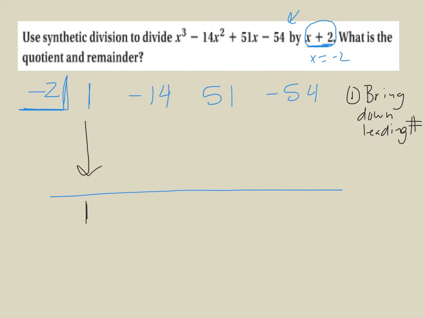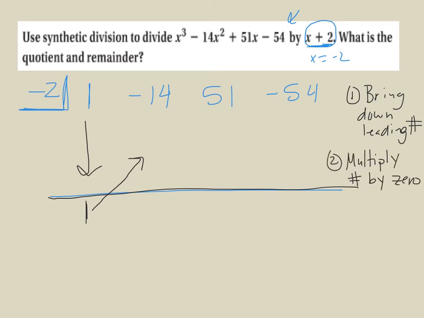Then you take this number underneath the line that you get, and you have a diagonal right here. And then your second step, you want to multiply your number by the box number. So in this case, this would be 1 times negative 2. This number then goes right underneath your second coefficient, so this would be a negative 2. And then once you have that number, up and down, you're always going to be adding. So in this case, this becomes a negative 16.